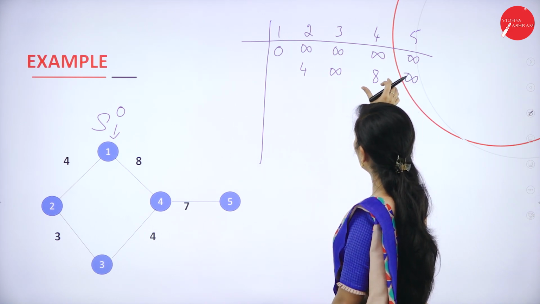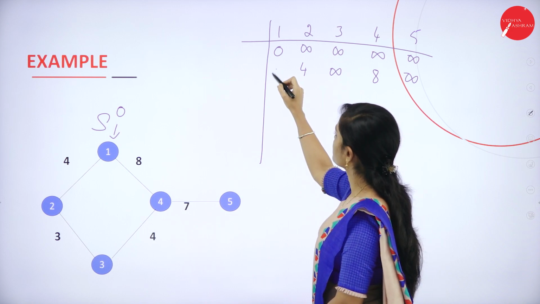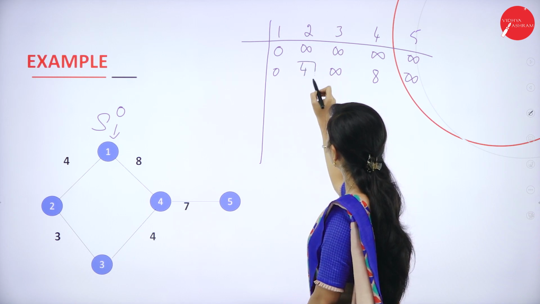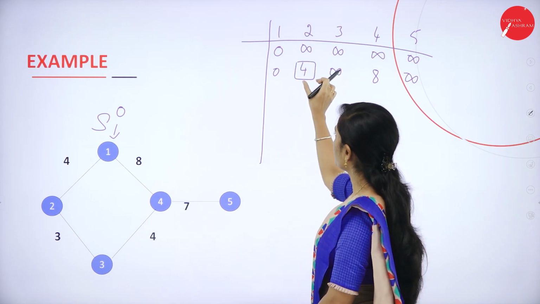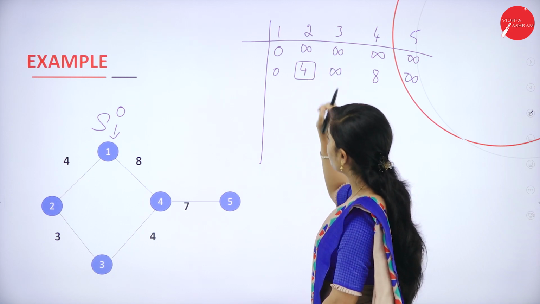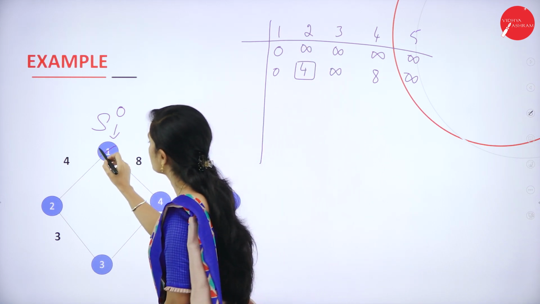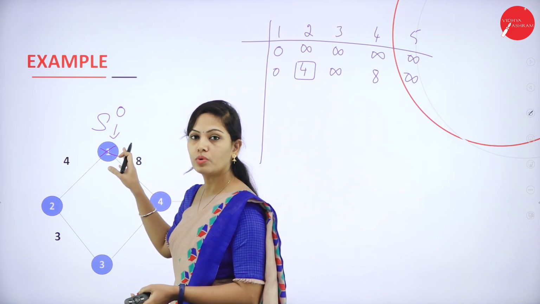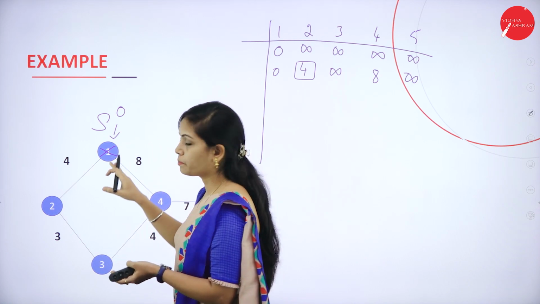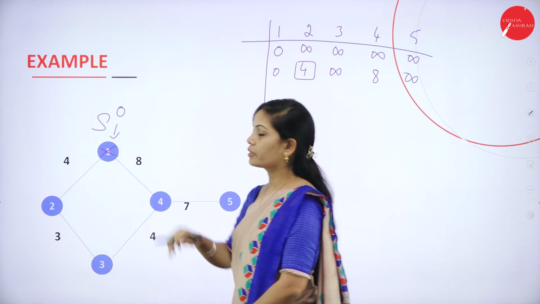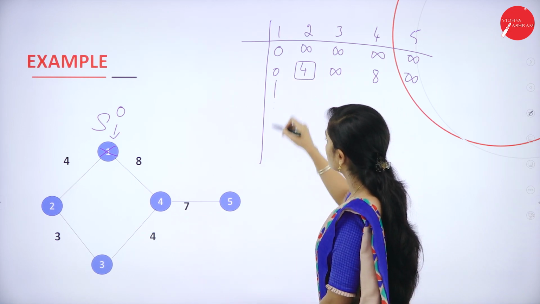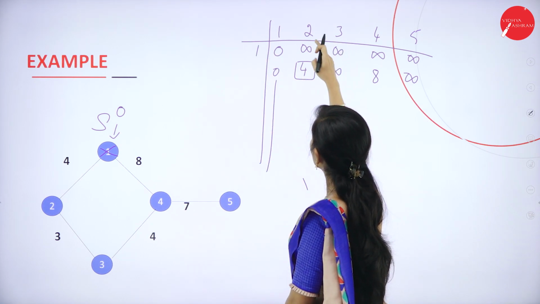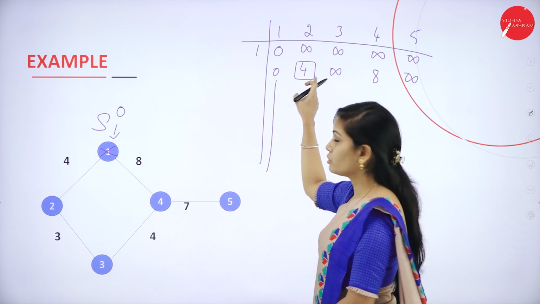Clear? And now among these values, which is the minimum value? The minimum value is 4. Clear? Before that you have to scratch out vertex 1, because we have already visited vertex 1, so you can't repeat it again. Clear? So I strike out this 1, and now I can't visit it again. So the least vertex value is 4.